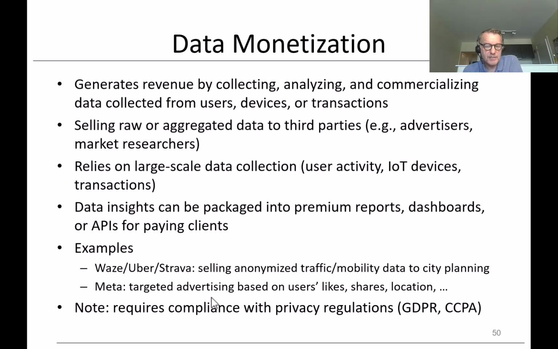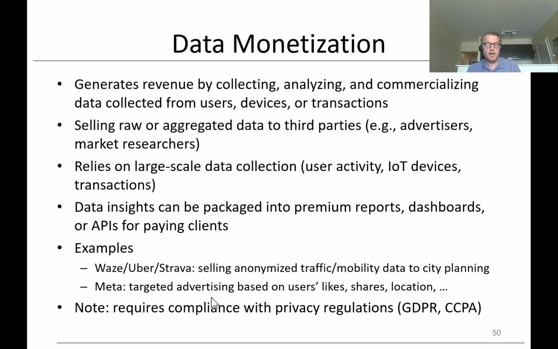Examples are Waze, Uber, and Strava. We all know these apps. Waze is for navigating. Uber is the taxi, and Strava we know is for sports. What they could do is gather data, and that's actually what they do. They can anonymize it. It's very, very important, especially in Europe with GDPR. They can analyze it and then sell the anonymized traffic mobility data to city planning services.